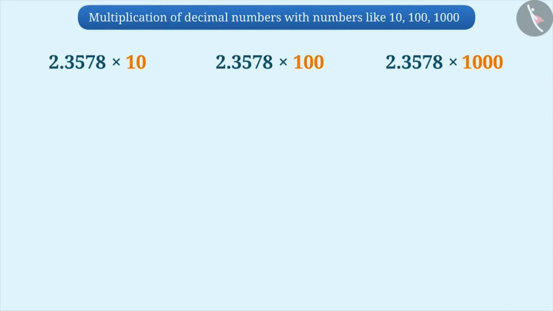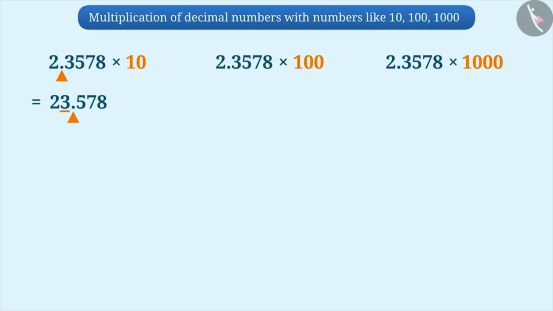If we multiply decimal numbers with numbers like 10, 100, 1000, then we can see a pattern. Let's understand it. Let us suppose we need to multiply 2.3578 by 10. The answer will be 23.578. If we observe this, digits in the number to be multiplied, that is 2.3578, and the digits in the answer are the same. But the decimal point has shifted by 1 place to the right side.